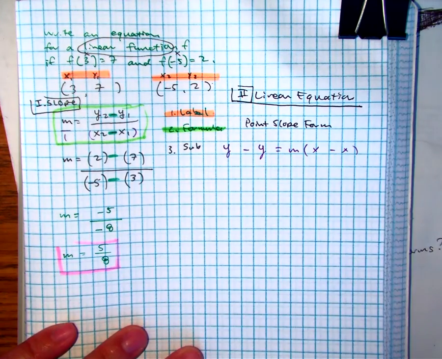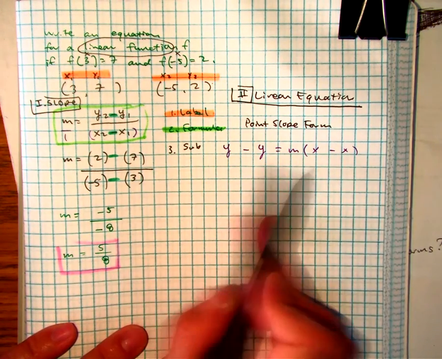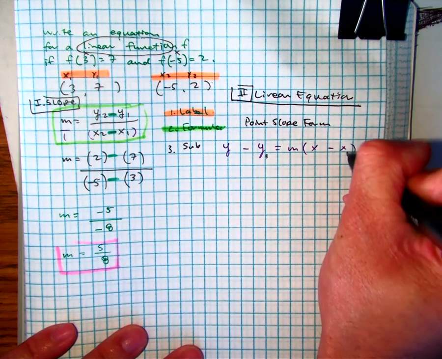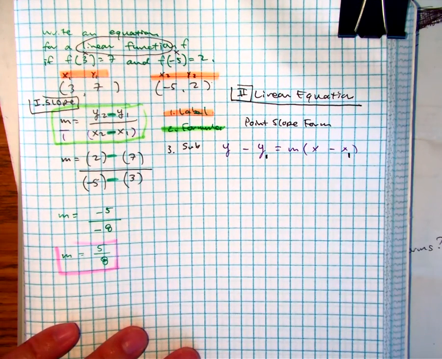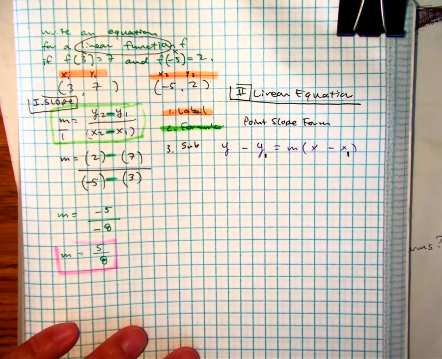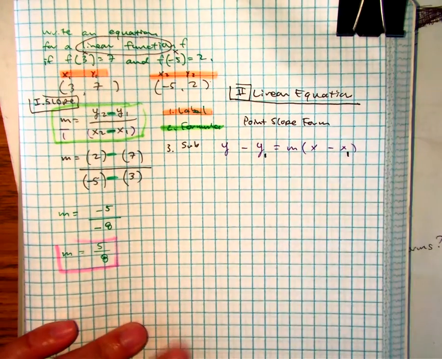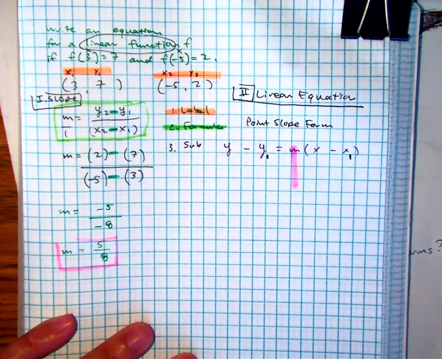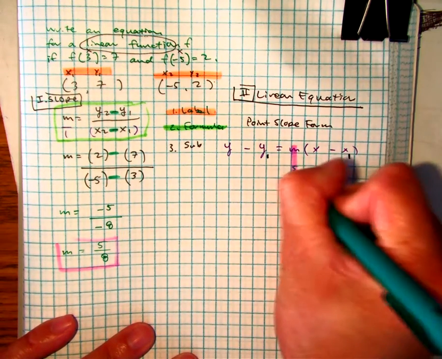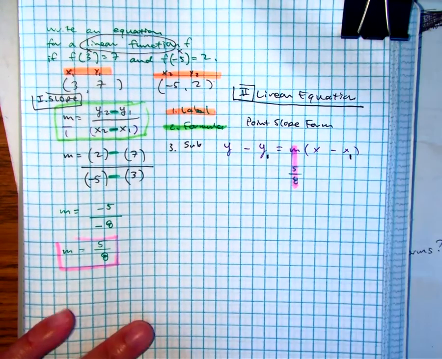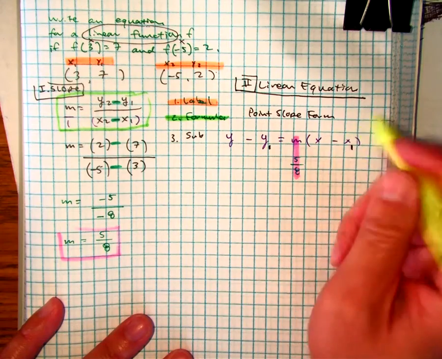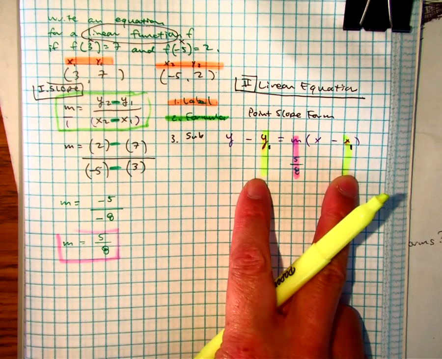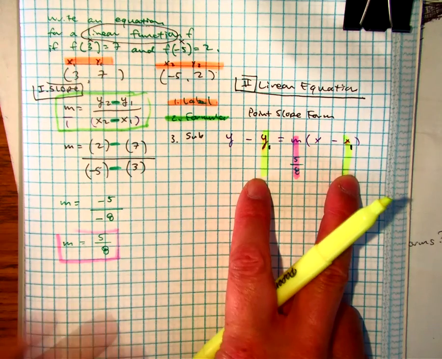Now, how they normally write this, notice how I left off the 1s and 2s? They usually have it something like this. Why do they do that? Your m value is in pink, which we just figured out, which is 5/8. The x1 and y1 values, this is any ordered pair. Everyone say any. Any one. You can pick one.